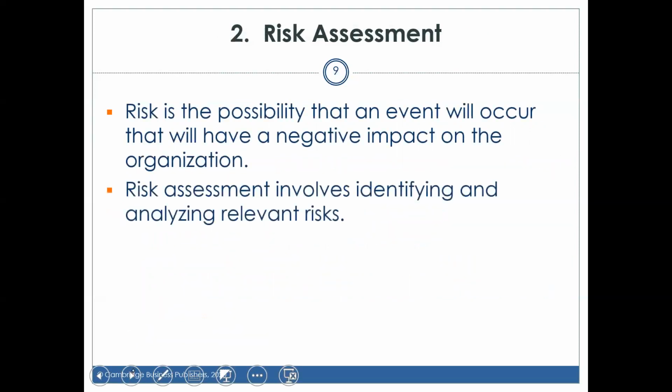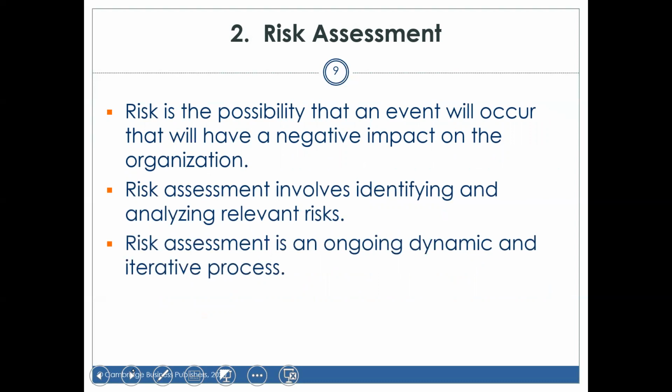There should be some sort of risk assessment in place. Risk is the possibility that an event will occur that will have a negative impact on the company. Risk assessment involves identifying and analyzing risks that the company deems relevant. And it is an ongoing process. You never just stop.